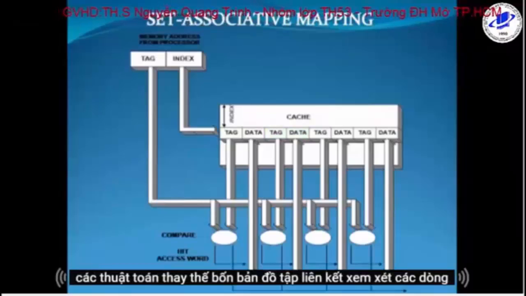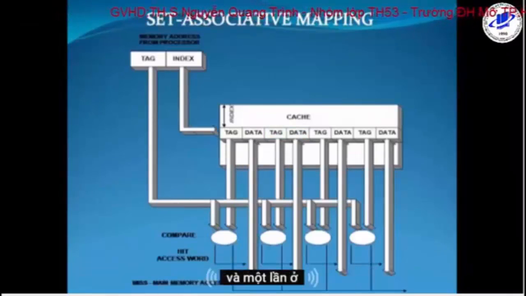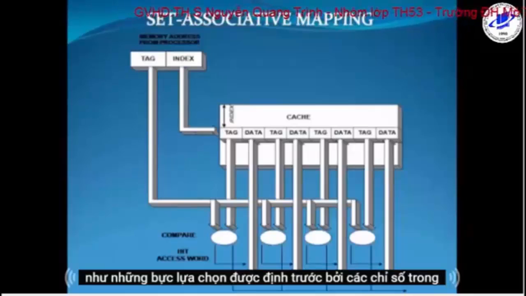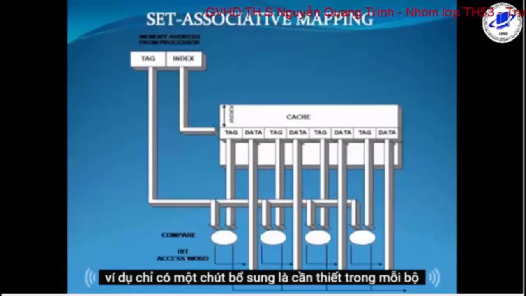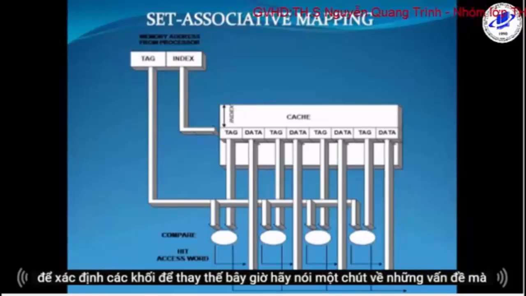The replacement algorithm for set associative mapping considers the lines in one set, as the choice of set is predetermined by the index in the address. Hence, with two blocks in each set, for example, only one additional bit is necessary in each set to identify the block to replace.